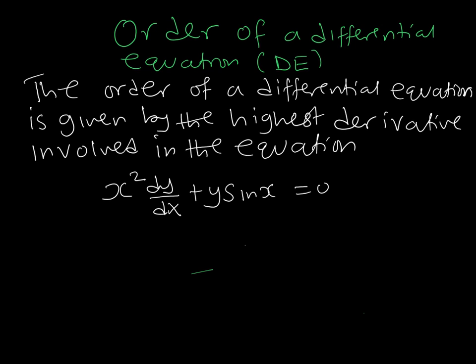Let's look at this equation. It's x squared dy by dx plus y sine x is equal to 0. Now, when you look at the derivative which is appearing in the equation, the highest derivative is dy dx, and therefore it is first order because the highest derivative here is just dy dx. It's not the second derivative, it's just the first derivative. Okay, so this becomes a first order differential equation.